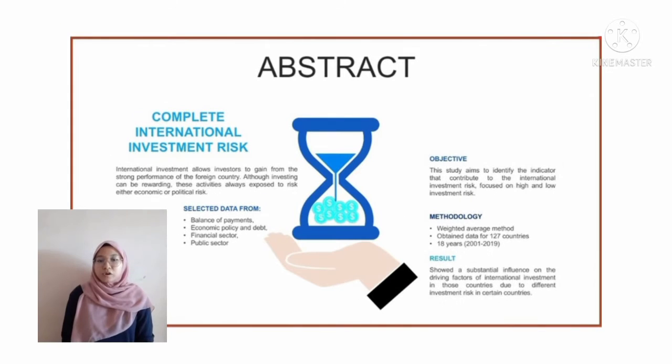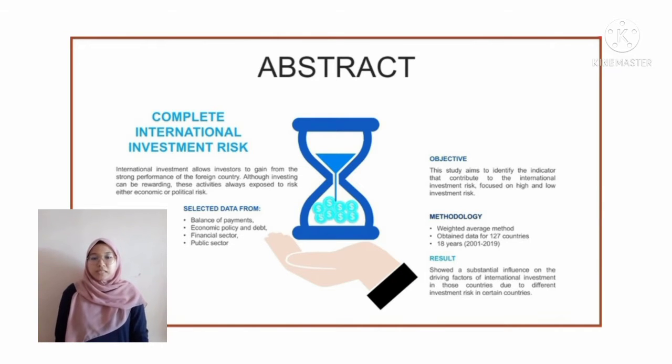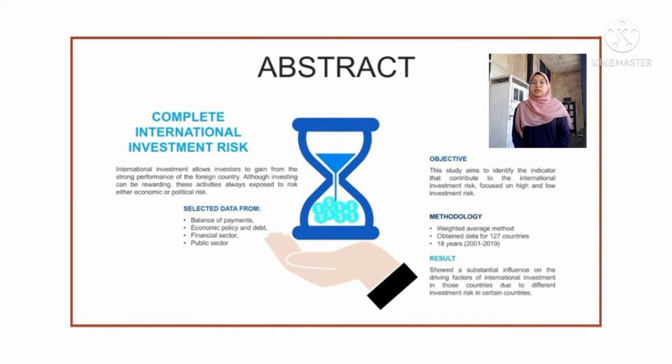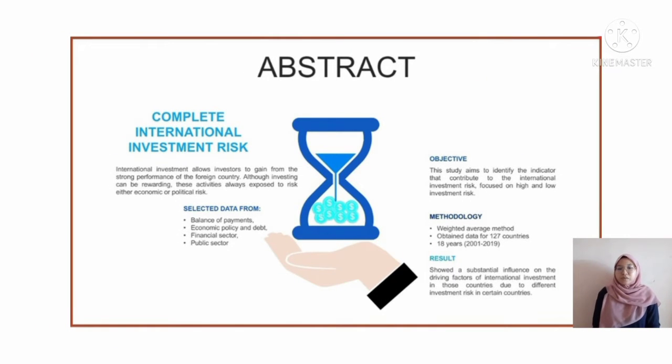Data on this indicator were obtained from several economic data such as balance of payment, economic policy and debt, financial sector and public sector. Data were collected from 127 countries to examine the indicator of risk in different national income. This study aimed to identify the indicators that contribute to international investment risk, focusing on high and low investment risk. The investment risk indicator was derived using the weighted average method, which shows a substantial influence on the driving factor of international investment in those countries due to different investment risks in certain countries.